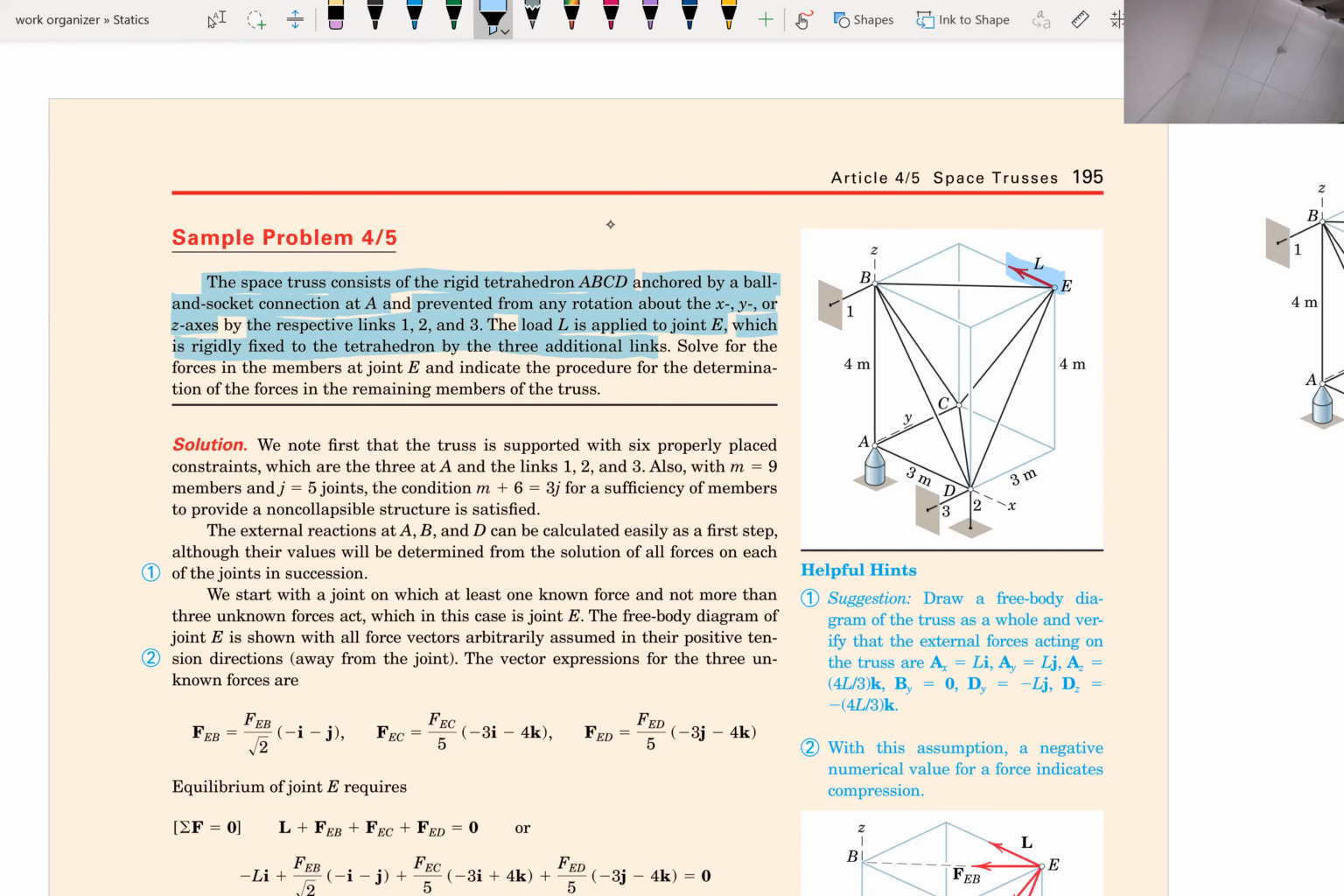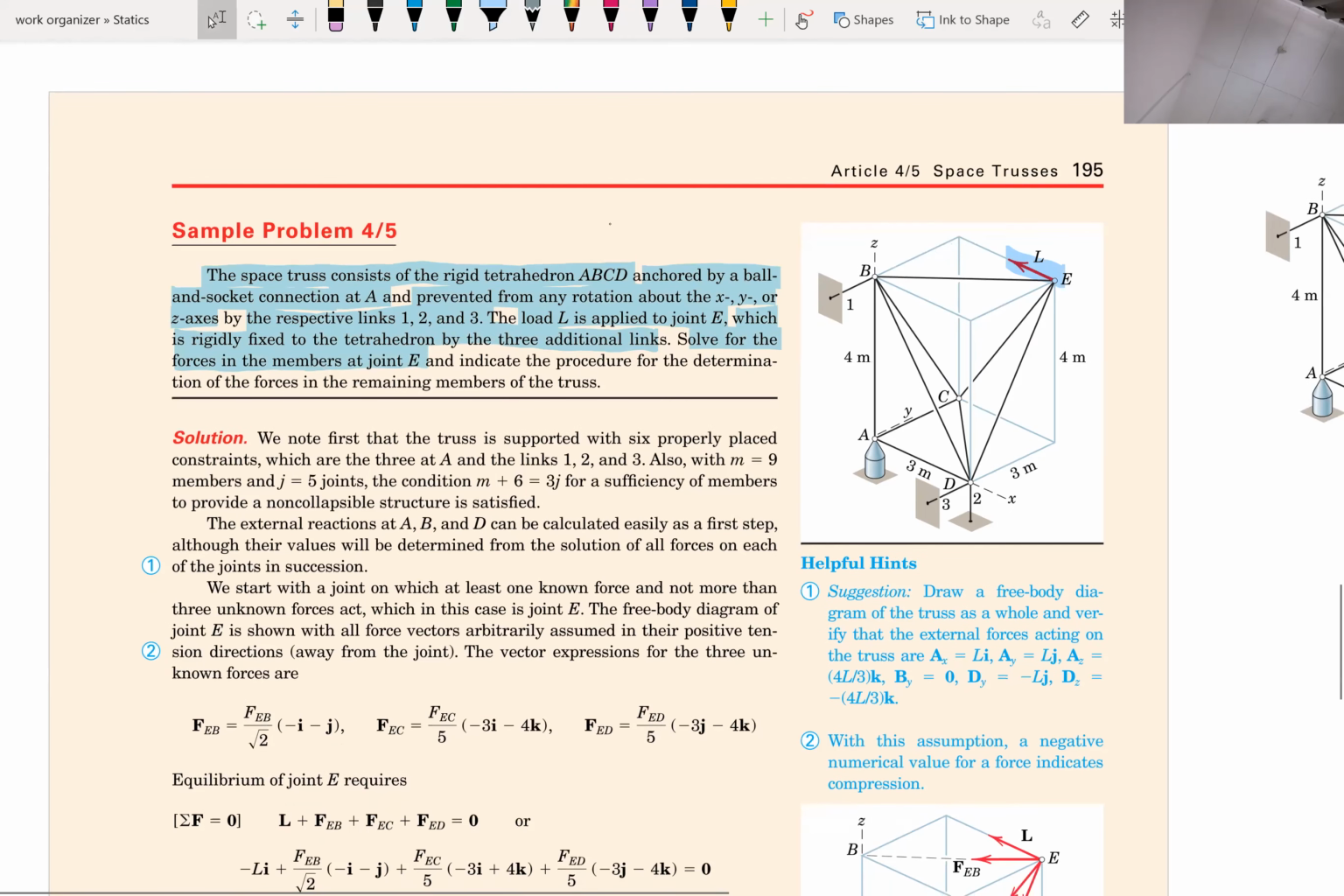Solve for the forces in members at joint E. So now we have to find the force.